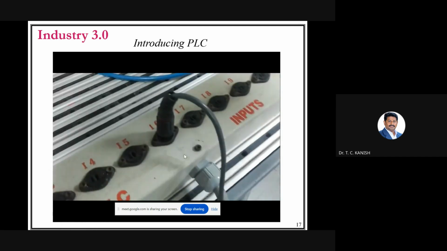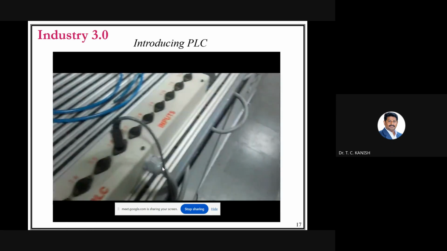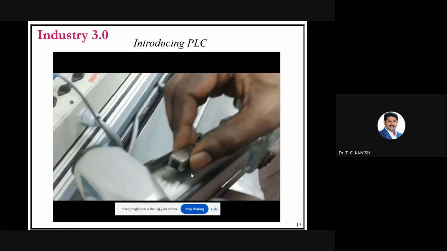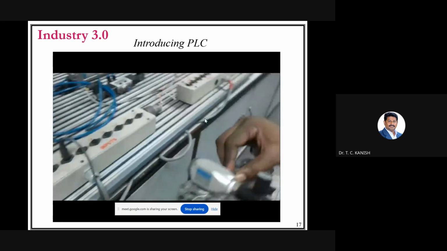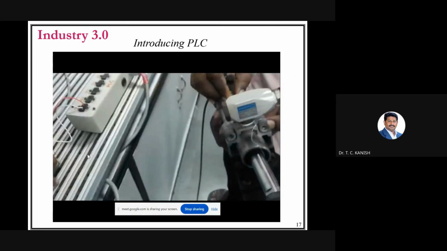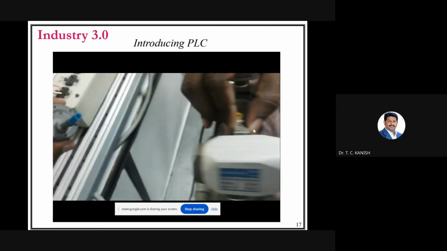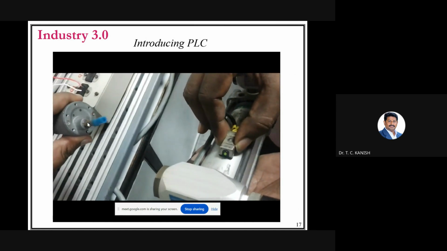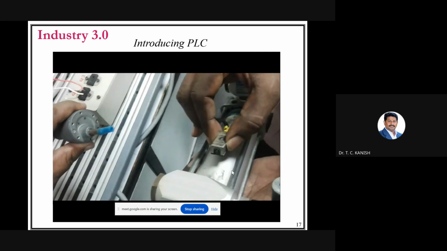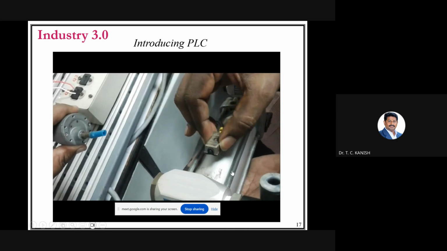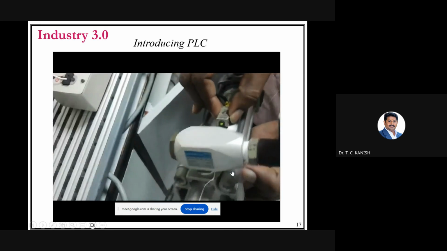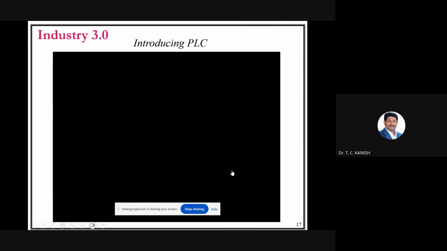Here I have connected the I6 sensor. Whenever the sensor finds an object, it will sense, and you can see that the motor is running. Whenever the sensor senses, the motor will run. So this is a very simple, easiest way we can connect the sensor and the actuator for our work. That's a simple method of connecting a sensor with an actuator using a PLC.